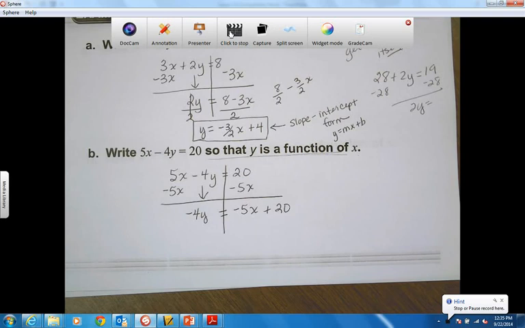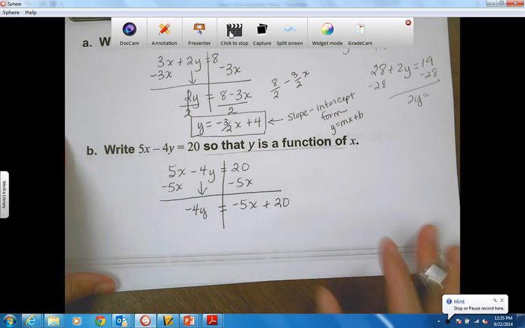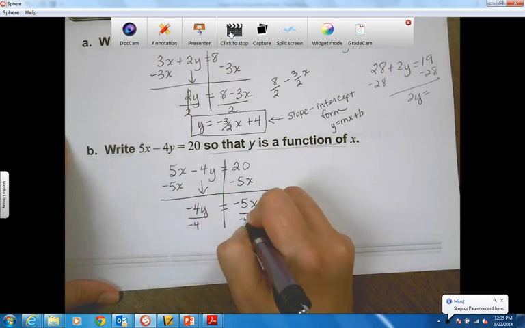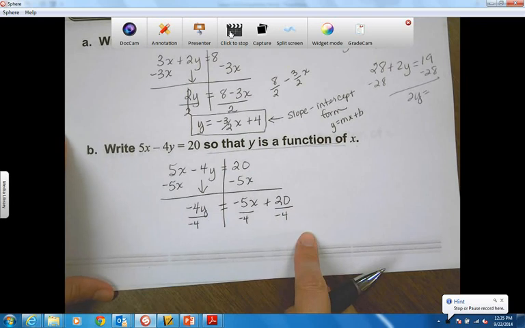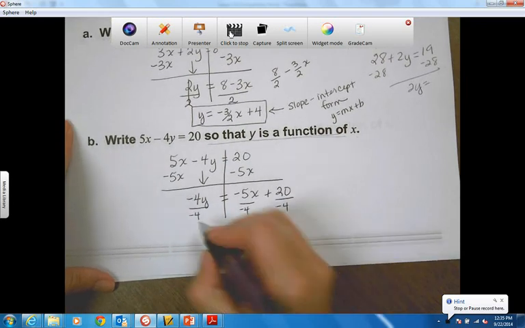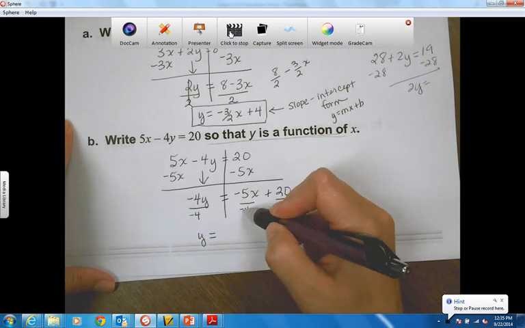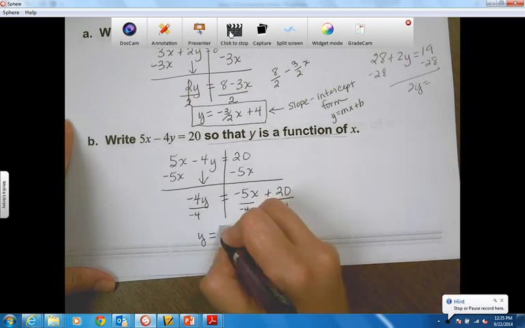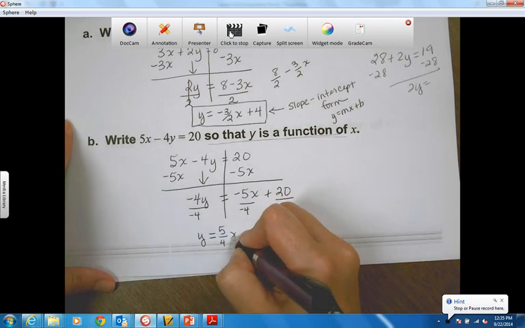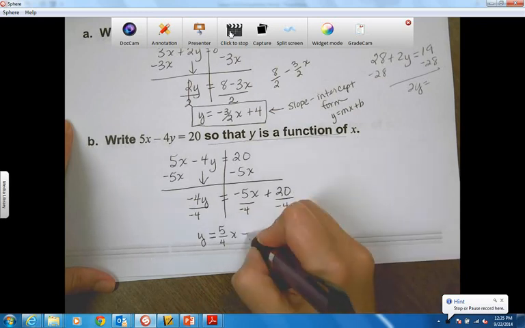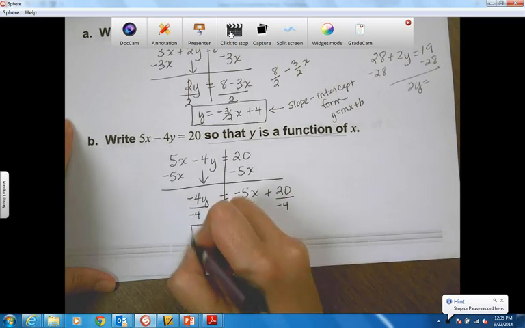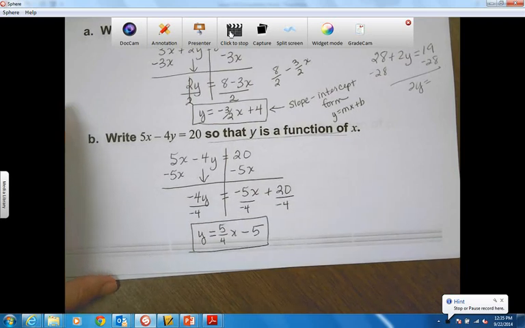All right, now I'm going to simplify. I've got a negative over a negative, which will make a positive 5/4 x. I have a positive over a negative, so that's going to make minus 5. And now it's in simplified form, in function form. Okay, questions on that before I make them a little bit harder? Does that seem okay? Speak up now. Okay, again, you do not need to write all the words out.